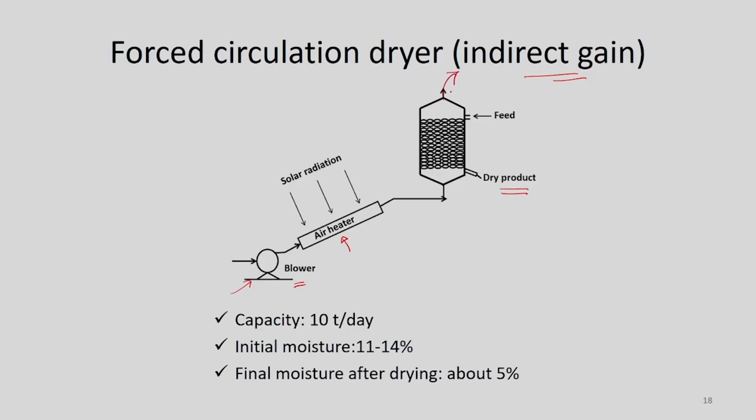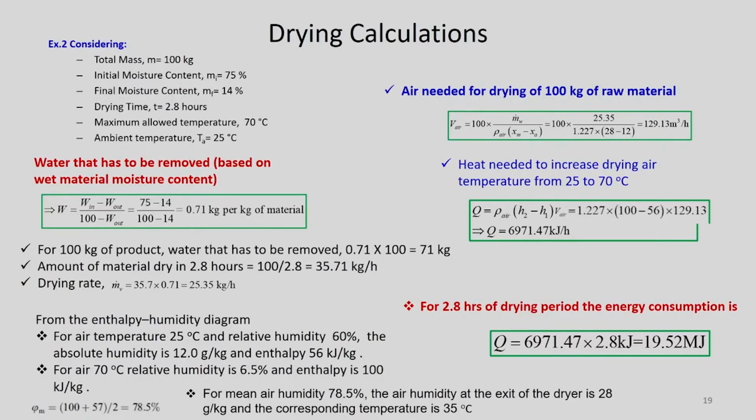Normally, its capacity varies from 10 ton to 15 ton per day, and initial moisture varies from 11 to 14%, and final moisture after drying of about 5% is achieved for this kind of arrangement. So, let us do a calculation of how this drying calculation can be carried out, which is very important. Once we are comfortable with this, then we can do any of the calculations.